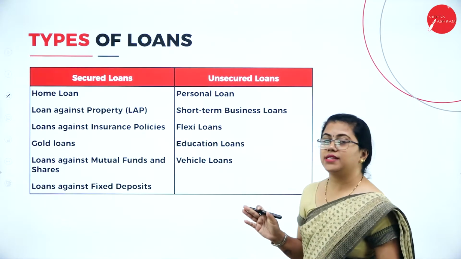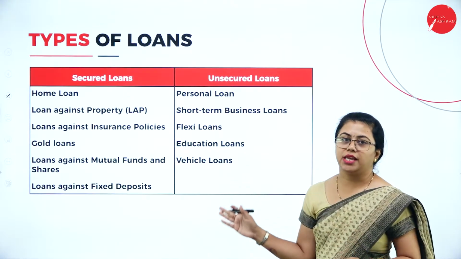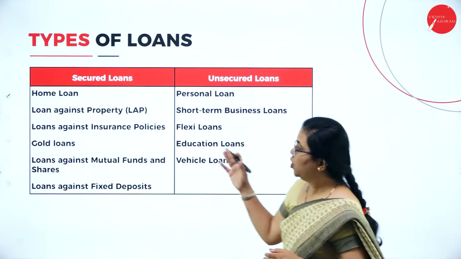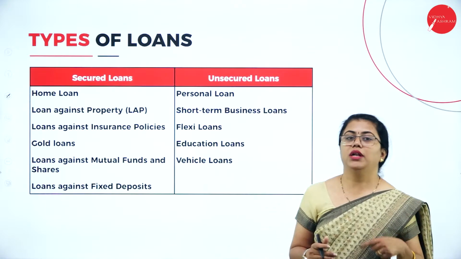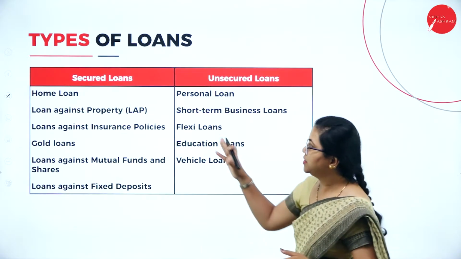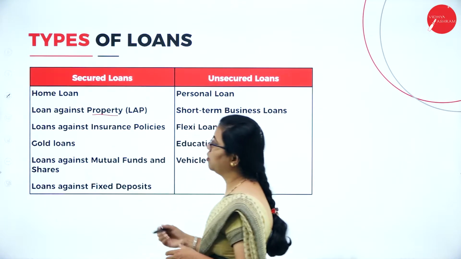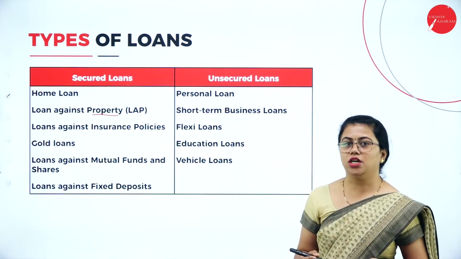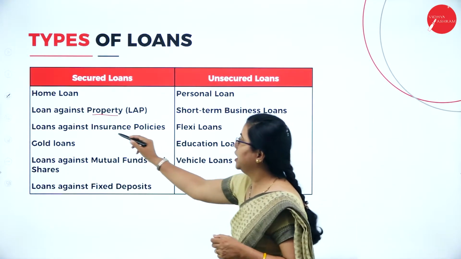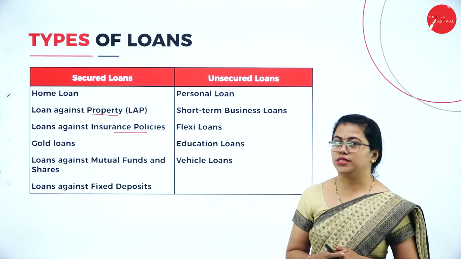Fine. Now, let us understand the types of loans that are there. So there are two different types of loans, that is secured loans and unsecured loans. Under secured loans, we have various types, that is home loan. Whenever you are availing a home loan, you need to give some security deposit or you need to give some collateral security. So that comes under secured loan. Loan against property. So you are going to pledge some property or mortgage some property and then avail the loan for that. Loans against insurance policies. You can even pledge the insurance policies and get some loans. So those are considered as emergency funds.